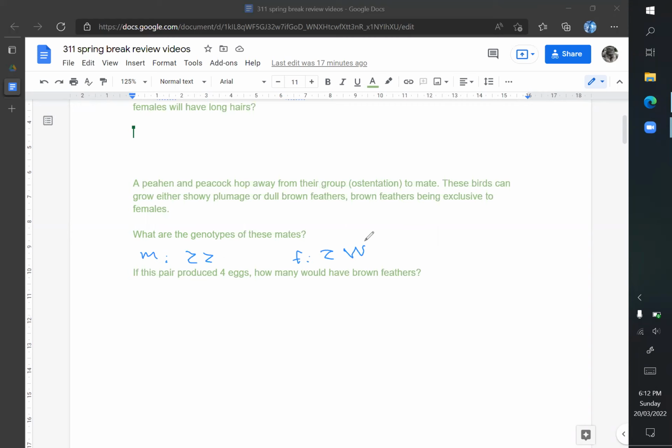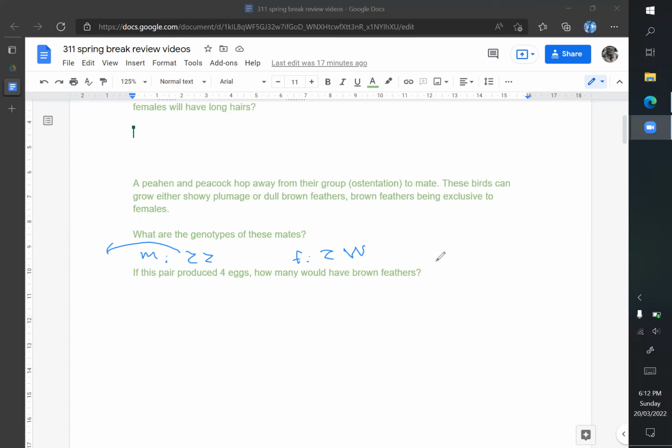Brown feathers are exclusive to females. So it's not possible for a male to have these brown feathers. The males are going to become nice and bright and colorful, while the females are going to be drab and very nicely camouflaged so they can sit on a nest and not be very easily spotted.